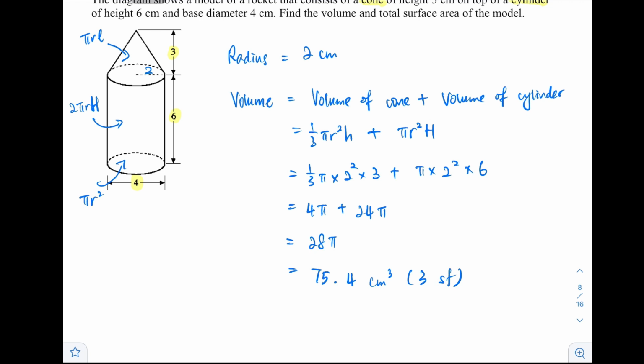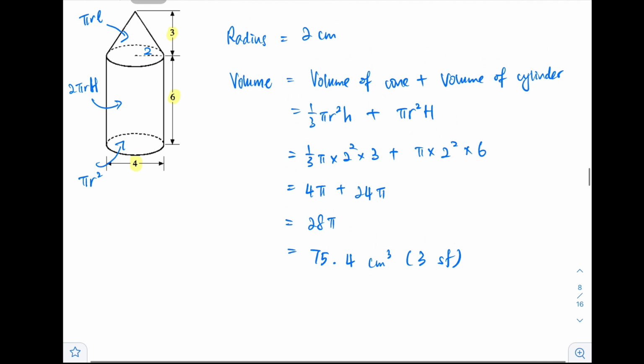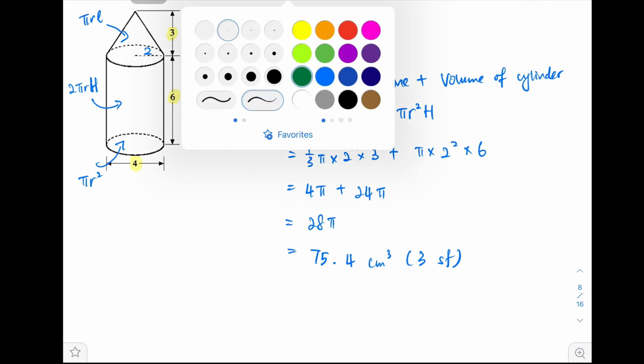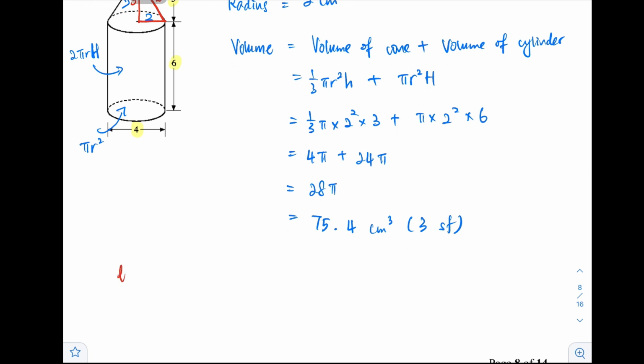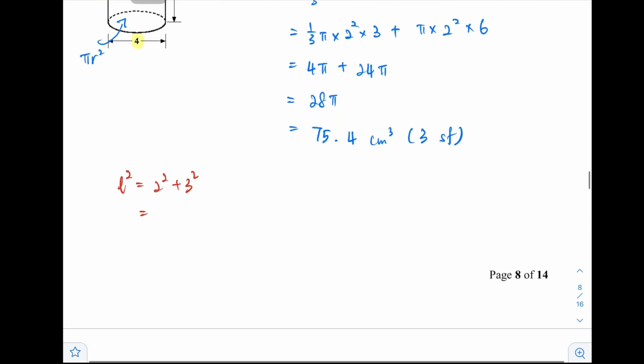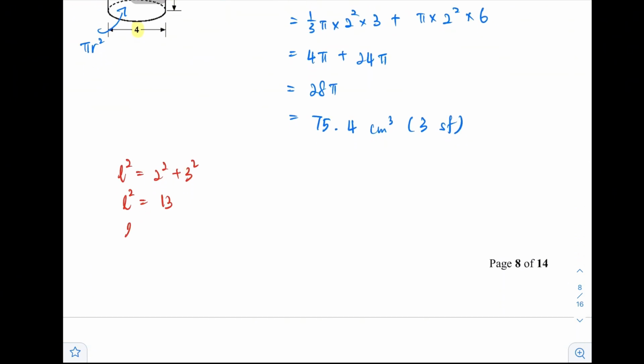So in order to find the total surface area, I would need to find the slant height first. To do that, I can simply use Pythagoras' theorem using this right angle triangle here, which I will draw out in red. In this right angle triangle, I already know that the height is 3 and the base is 2, so I can find the slant height l, which is the hypotenuse. Let's work that out. l squared is 2 squared plus 3 squared, so this will give us 13. Therefore, l is the square root of 13, and we can leave this as a working answer.